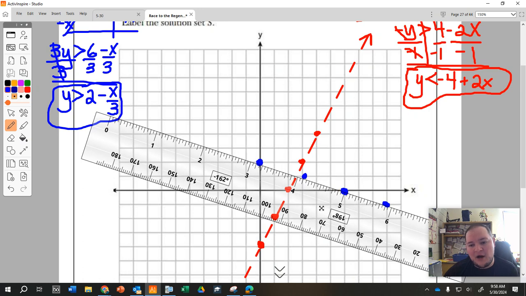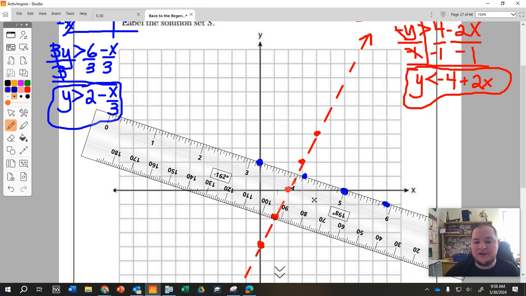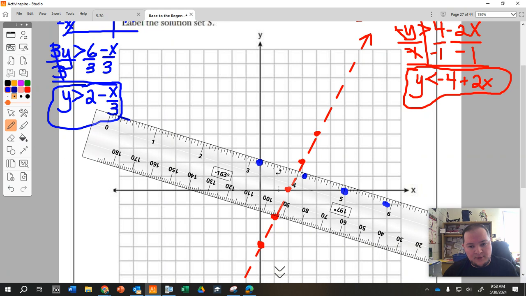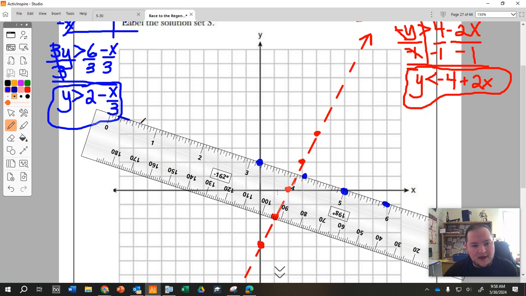Okay. Pause the game. Solid line or dotted line? Look at the inequality sign. No line means dotted. Yes line means solid line. So I'm going to take my pencil, and I don't want to move my ruler on myself. I'm going to go through and just draw a dotted line just like that.